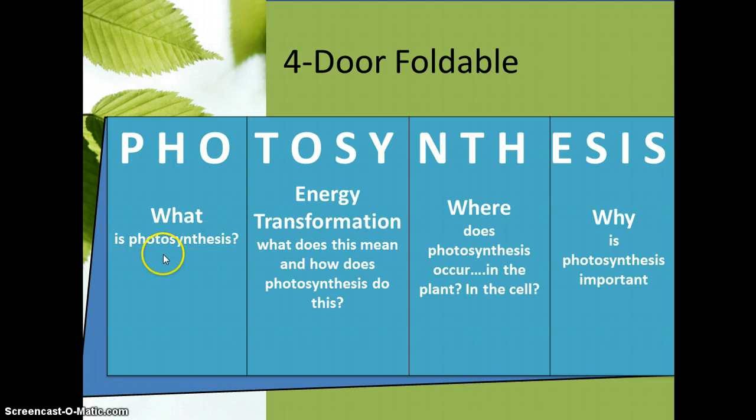So under the first flap, you're going to put the definition of photosynthesis, and you're going to draw a picture that represents photosynthesis. In this flap, you'll talk about the energy transformation that happens. Under this flap is where you will tell me where photosynthesis happens and draw a picture of each of those places. And then lastly, you're going to tell me about the 2 reasons why photosynthesis is important for humans and for plants.